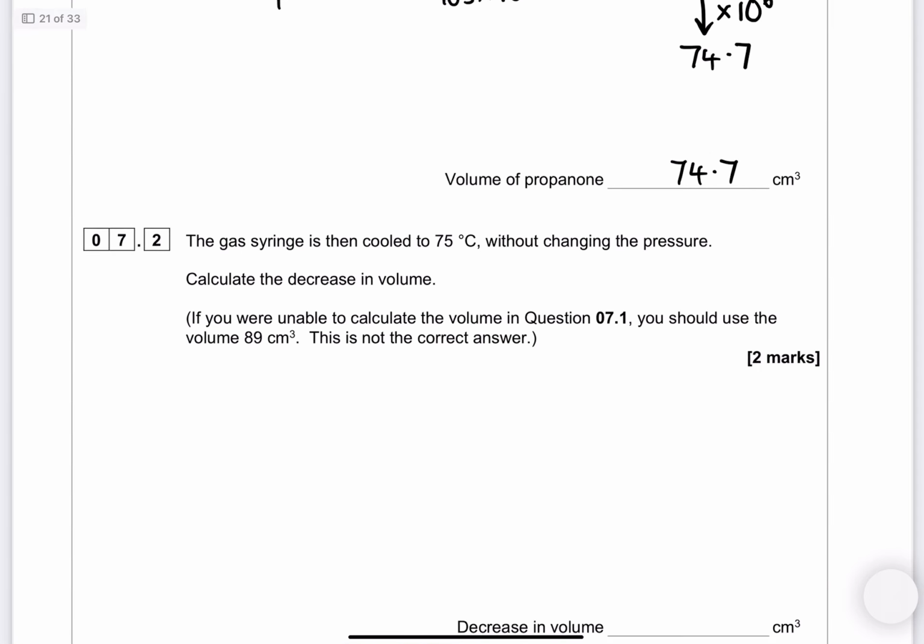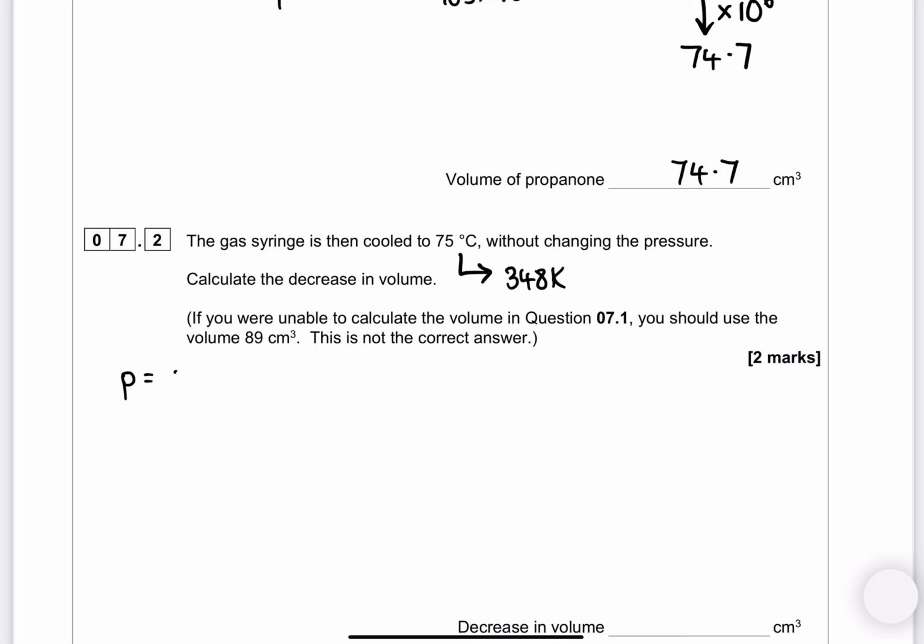The gas syringe is then cooled to 75 degrees C. 75 is 348 Kelvin without changing the pressure. Calculate the decrease in volume. Now this is a ratios question, but just to explain why this ratio works, if the pressure is the same, then the pressure of one of them is equal to the pressure of the other.